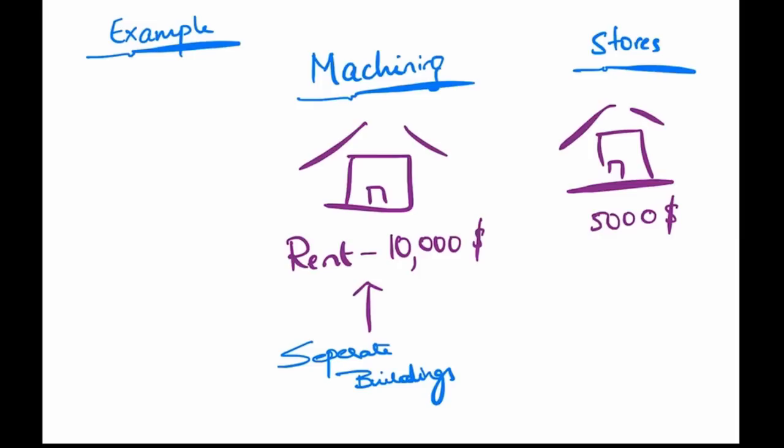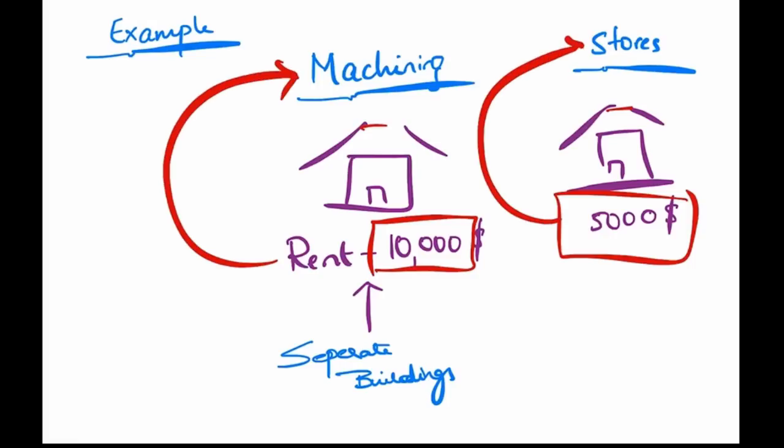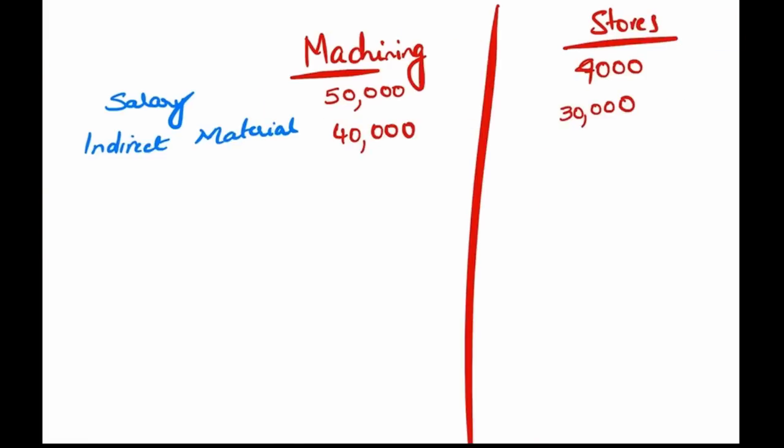Now see here another example. I have machining department and stores department. For that I have taken separate buildings for machining and separate building for stores. I am paying a rent of $10,000 and $5,000. This rent is separately for the machining department. This 5,000 is for the stores department. So I will be charging it to that particular cost center. This is another example of allocation. So we have different examples: any salary which has been paid, any indirect material which has been incurred by a particular cost center.